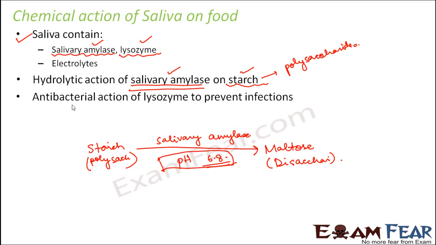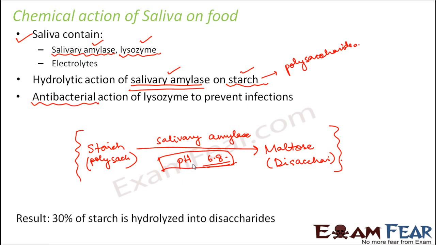Now, what does the other enzyme do? Lysozyme. It helps in preventing any infection. So it is known for its antibacterial action. It doesn't allow any bacteria to develop inside the mouth while this reaction takes place, because under this particular pH, microorganisms can also cause infections. So in order to prevent the mouth from all that, the lysozyme protects the mouth.